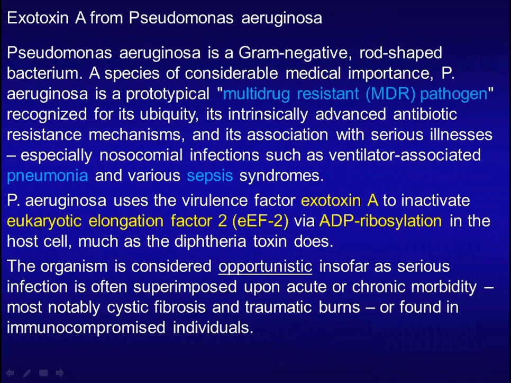A similar toxin, exotoxin A, is produced by Pseudomonas aeruginosa, which is a gram-negative bacteria. Pseudomonas aeruginosa is a type of multi-drug resistant pathogen. This pathogen typically causes ventilator-associated pneumonia and various sepsis syndromes. Exotoxin A inactivates elongation factor 2 through ADP ribosylation in a manner similar to diphtheria toxin.